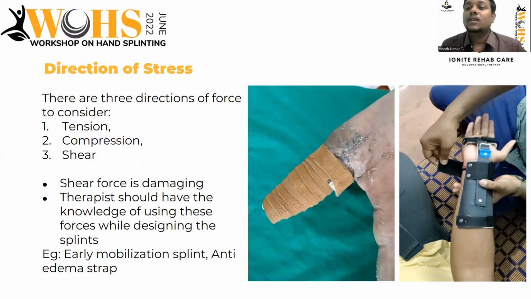Okay, direction of stress. Consider which direction of force or stress you are planning to give. Avoid shear force over the joint, which will create inflammation over the skin. Try to give tension force or compression force, whichever you are planning to give. If you're planning to give compression force, give it in an optimal way. It should not be too much compression, which may create damage. The same applies to the tension force. If the tension force is also too high, it may create tissue damage. See the optimal level of tension or compression force you are trying to give in the splint. Avoid shearing force to the maximum.